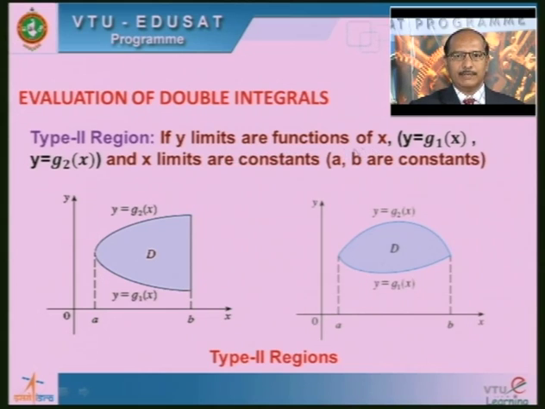The y limits are functions of x. They are y equal to, say, g1(x) and g2(x), functions of x, and the x limits are constants, a and b. If you plot them roughly, you can see y equal to g1(x) is one curve and y equal to g2(x) is another curve, and x equal to a is a line, and x equal to b. So, between a and b, the two curves are taken, y equal to g1(x) and y equal to g2(x). They may be in any fashion. Here the x limits are constants a to b.